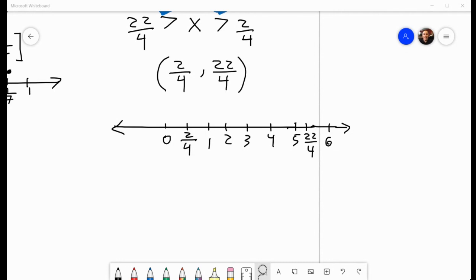So now what do we have? We have open circles, because we have strict inequality. So we have an open circle over 2/4, an open circle over 22 over 4, and now we connect them, like so. And that's our answer. All right, that was good. What questions do you have about these?